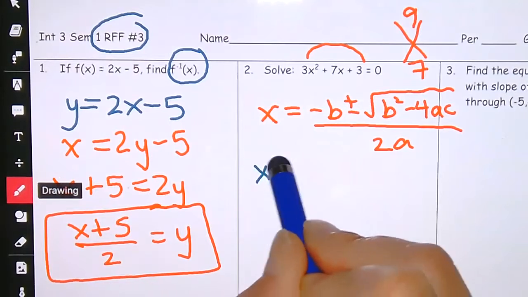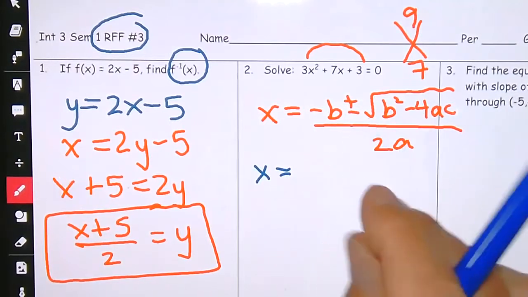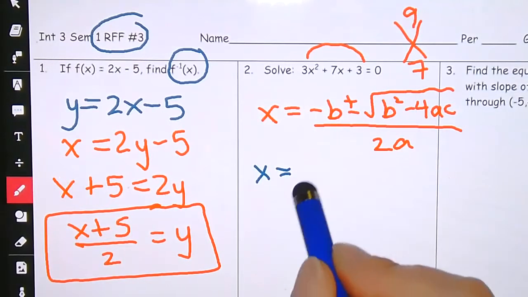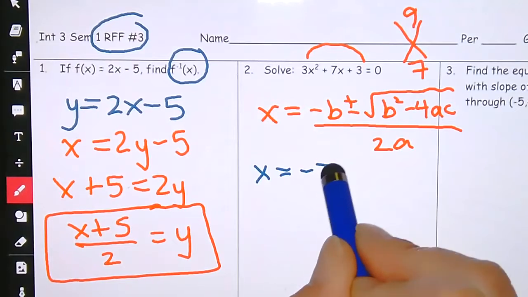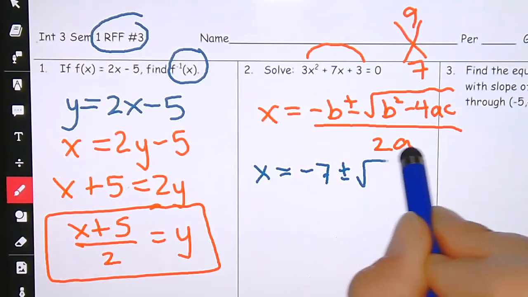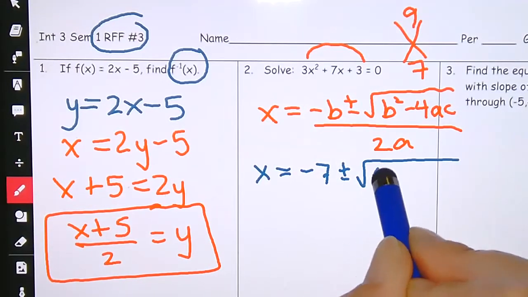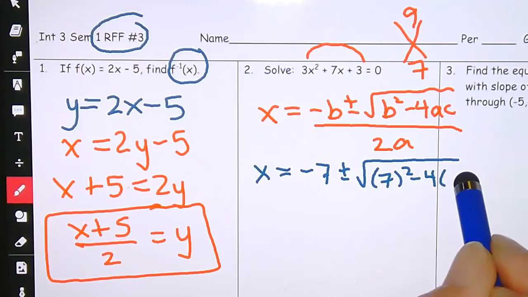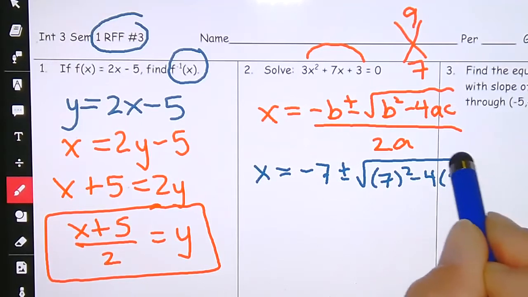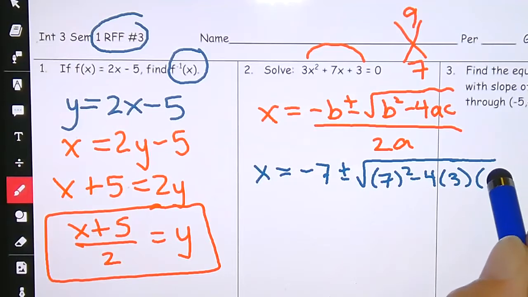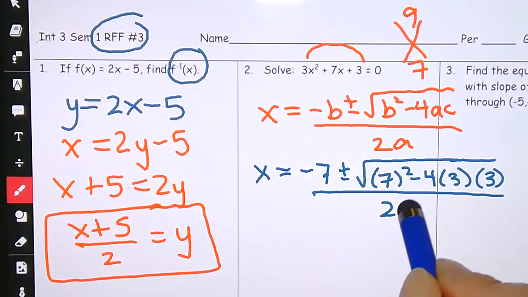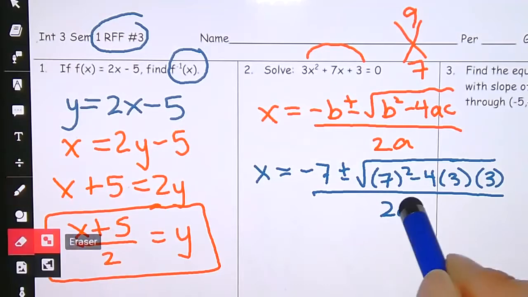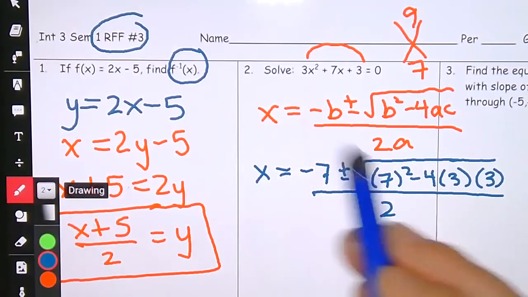So I'm going to have x is equal to negative 7, because my b is 7, plus or minus the square root of 7 squared minus 4 times my a, which is 3, and my c, which is 3, all over 2 times my a, and again my a is 3.